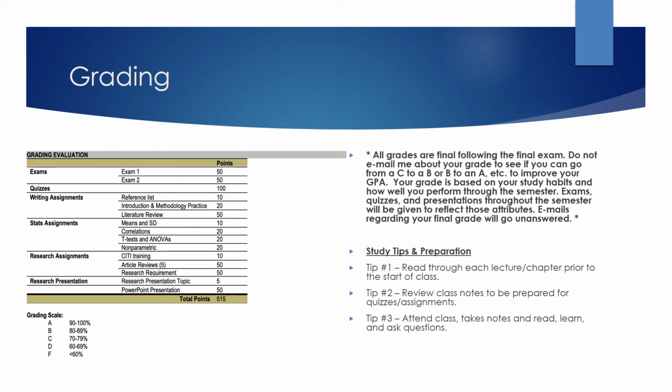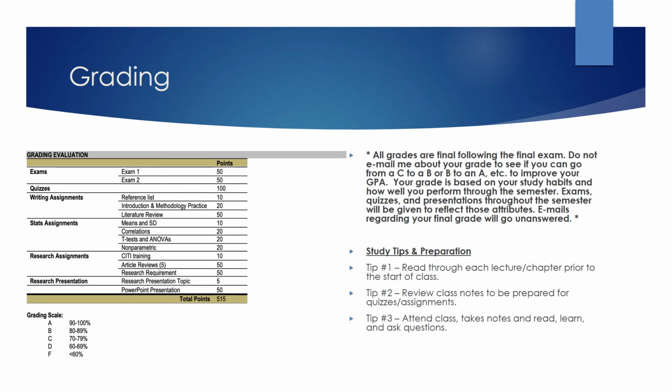One of your questions may be, do I round up? And I do. So if you have an 89.5, that will round up to a 90%, and you will receive an A for the course. And this goes for the following grades as well.